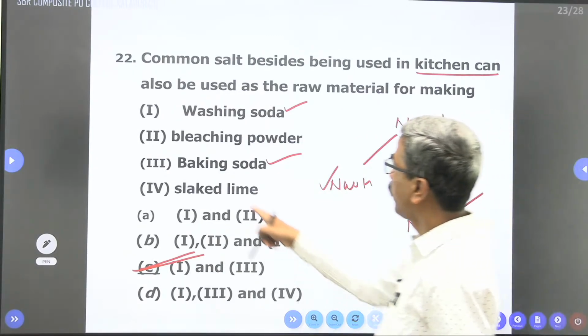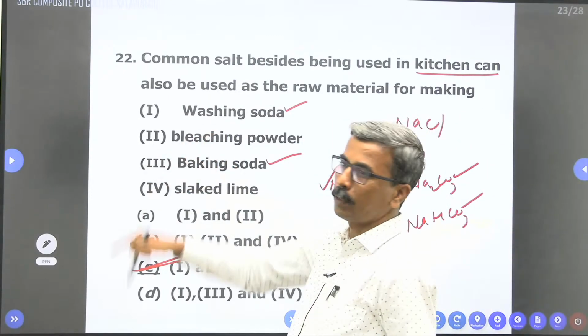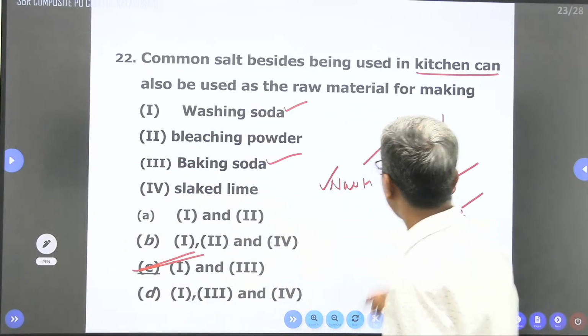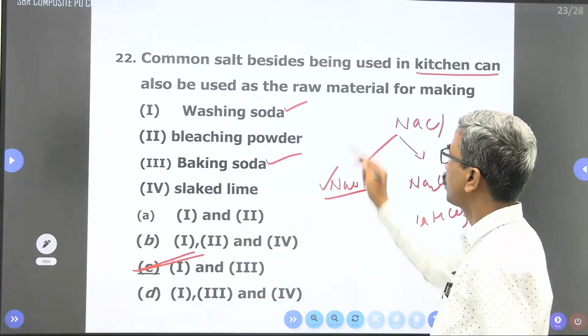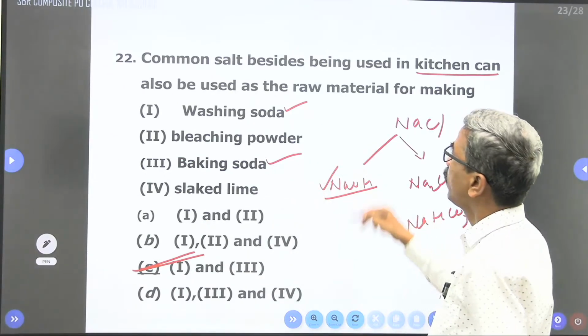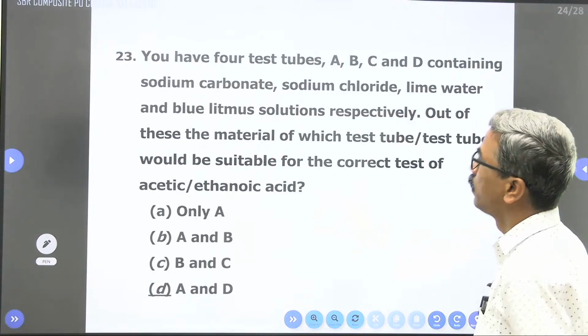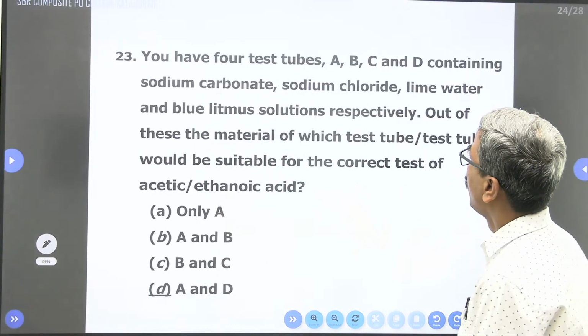Now don't get confused here: bleaching powder is not directly prepared from sodium chloride, but one of the byproducts is obtained during the production of sodium hydroxide from sodium chloride. So chlorine will be used for making your bleaching powder. Moving to next, question number 23.